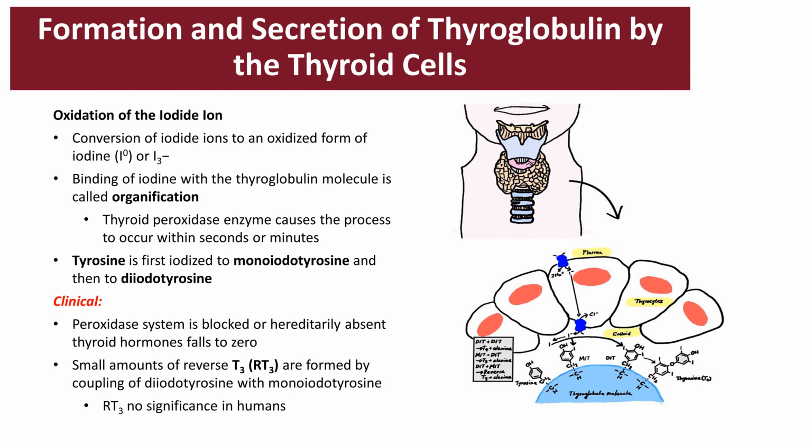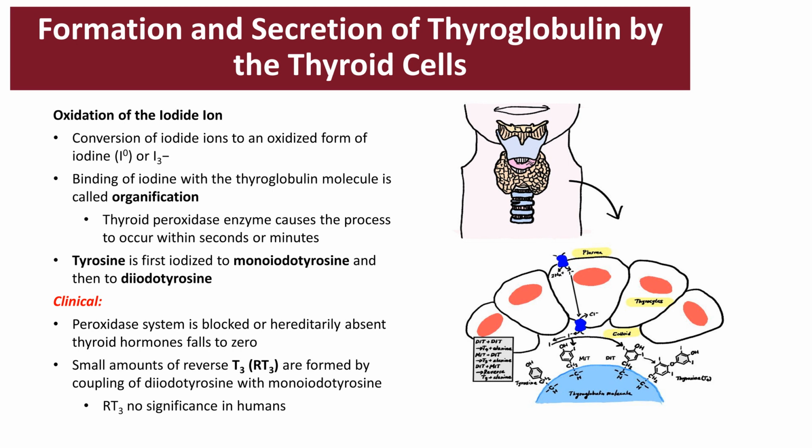The formation and secretion of thyroglobulin by the thyroid cells. The thyroid cells are typical protein-secreting glandular cells. The endoplasmic reticulum and the Golgi apparatus are able to secrete into the follicles a large amount of this protein called thyroglobulin. It has a molecular weight of about 300,000 daltons, and each thyroglobulin contains numerous tyrosine amino acid residues. These are the important substrates that are used to combine with iodine to form the thyroid hormone. And thus, that's why the thyroid hormone is formed from the thyroglobulin molecule.